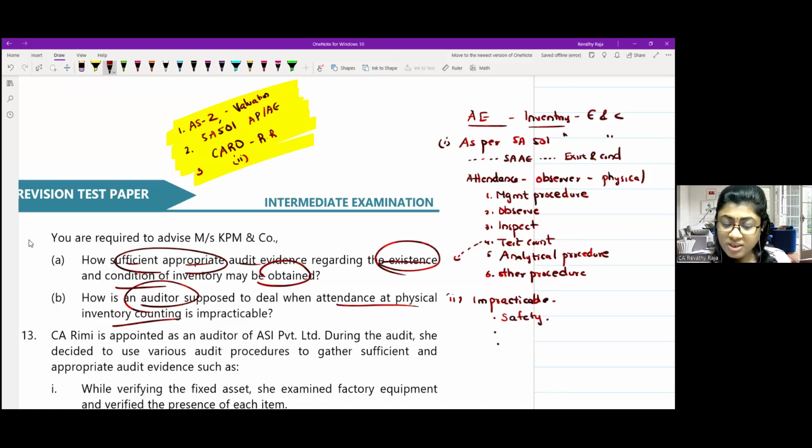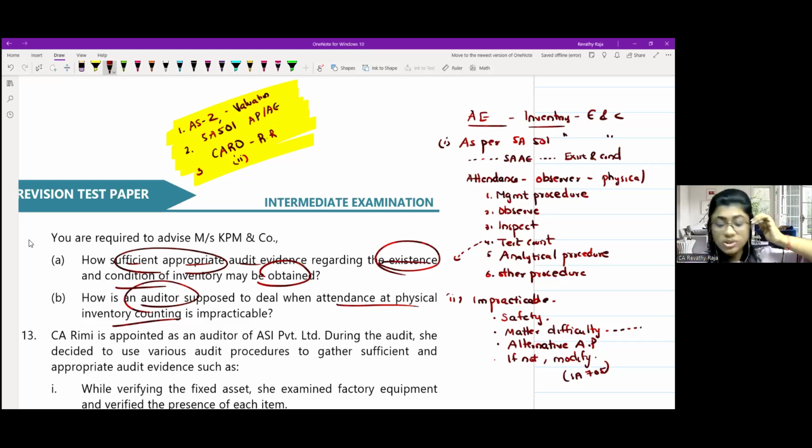Because of the safety reason, border issue, you can't go. So in such a case, you remember that sentence: matter of difficulty, time and cost involved is not a valid basis for omitting a procedure for which no alternative exists. Here, since you can't go, you should do an alternative audit procedure. If not possible, then you will modify the opinion, SA 705, not 5. So this question has two parts. This is A part, this is B part.